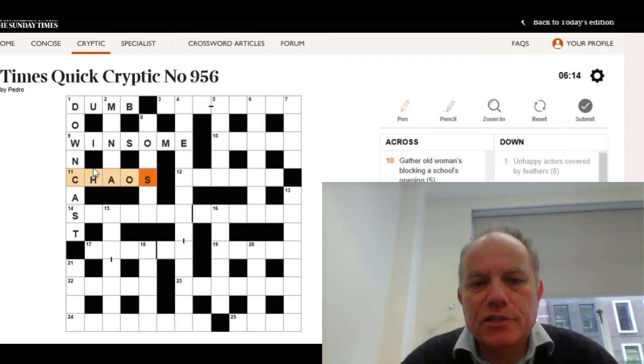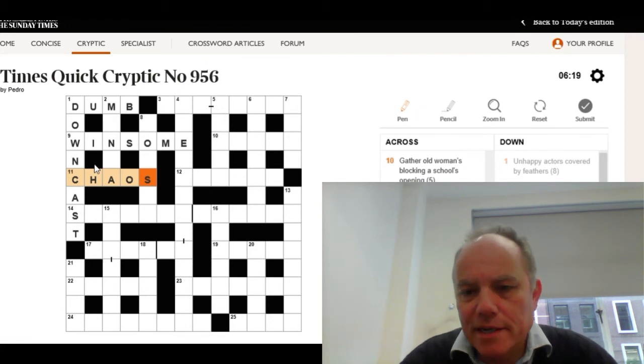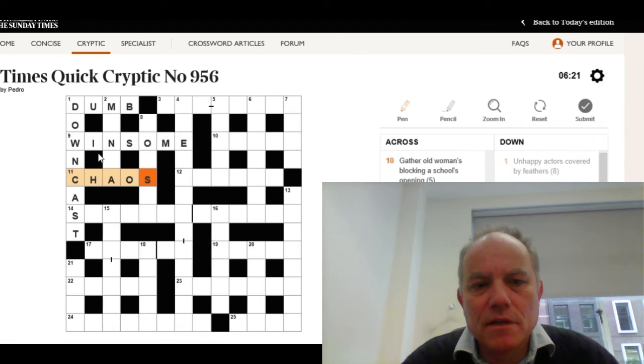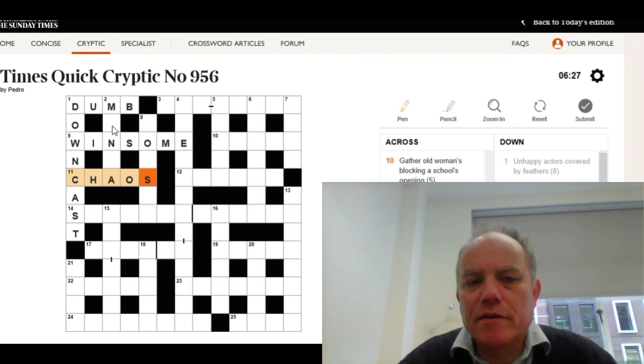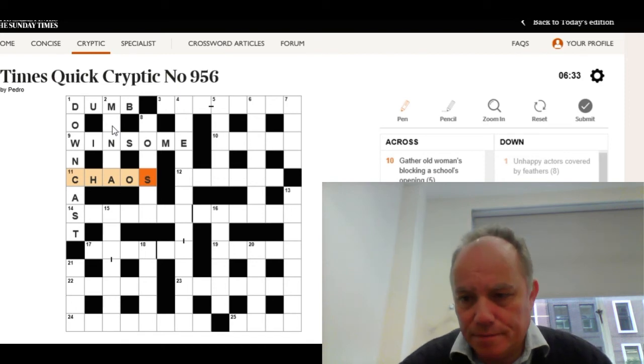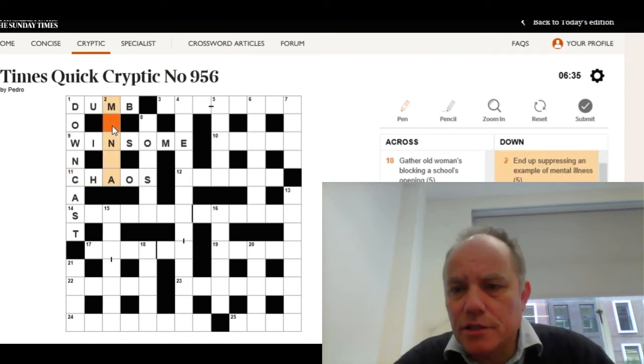Chaz is the abbreviation for Charles, and it's been put around O representing nothing, and we get chaos, meaning disorder out of that. And that's how crossword clues work. You're just always trying to find the definition at one end or other, and the rest of the clue will kind of prove the right definition using the wordplay. So we'll have a look at 2 down now.